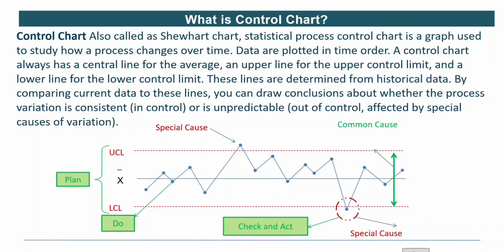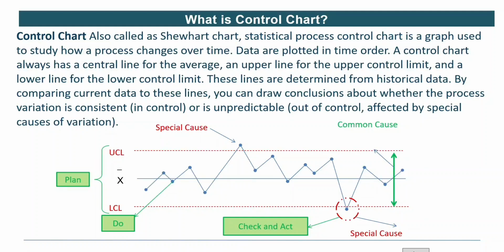So by drawing a control chart, you will be able to distinguish between common cause variation and special cause variation. Definitely there will be variation, but is that variation because of common cause or is it because of special cause? And if a process is having only common cause variation, not having special cause variation, then we call that process as statistically stable. That's what we call this chart, a statistical process control chart.